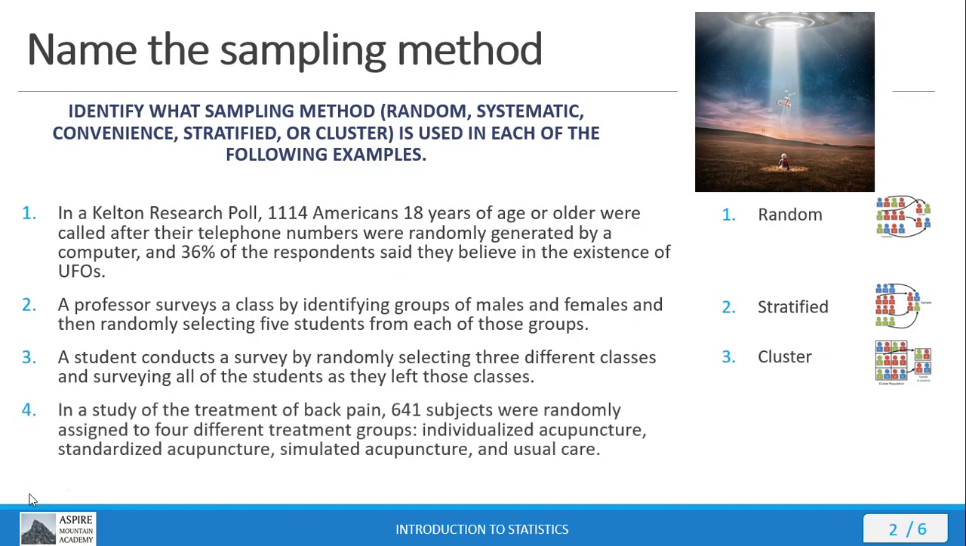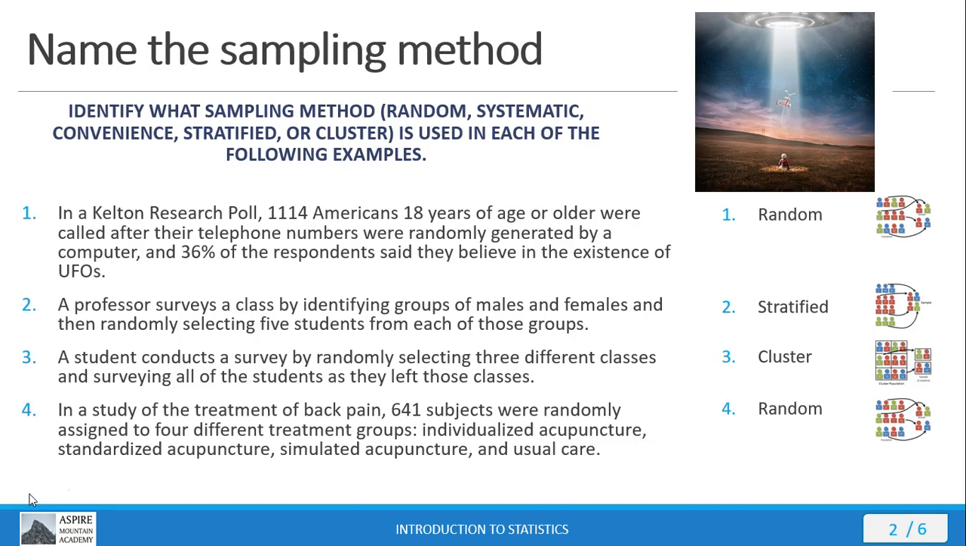Next at bat, we have a study of back pain in which 641 subjects were randomly assigned to 4 different treatment groups: individualized acupuncture, standardized acupuncture, simulated acupuncture, and usual care. What sampling method do we have here? Well, here we have, again, random sampling.